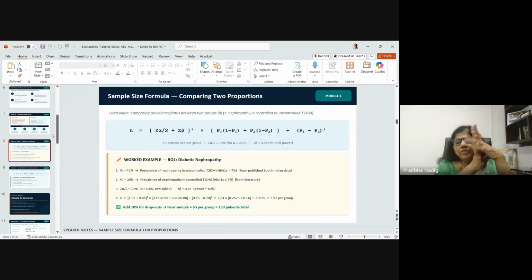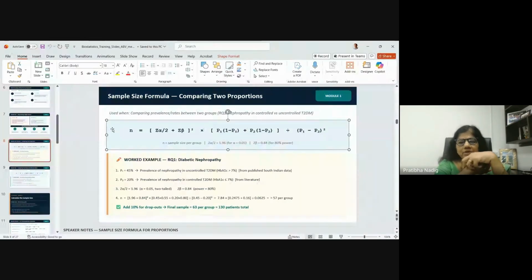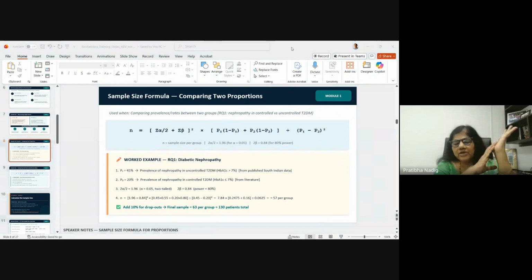Just one question for all of you while sir does that. What is the study design we are implementing here? To estimate the prevalence of nephropathy in uncontrolled diabetes and compare that with the prevalence of nephropathy in controlled. Which study design are we using? Anybody would like to answer? Is it observational or interventional? Observational, case control, cohort, prospective? Which kind of study design is more preferable here, which is feasible?